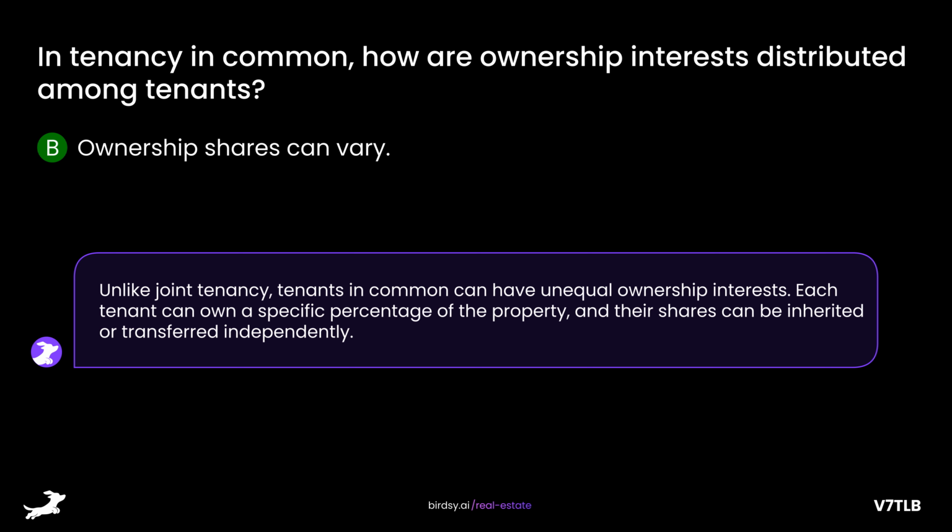Unlike joint tenancy, tenants in common can have unequal ownership interests. Each tenant can own a specific percentage of the property, and their shares can be inherited or transferred independently.